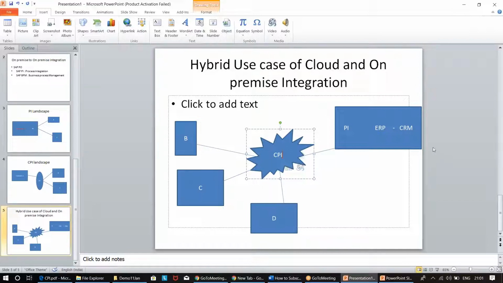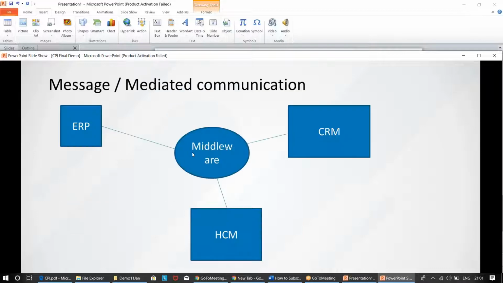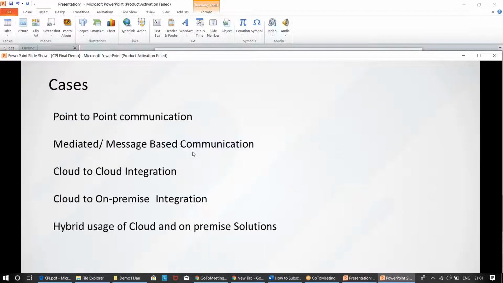There are cases where a CPI also talks to PI and internally they talk to different systems. So there are a lot of combinations we have, but for your understanding you have to know all the use cases which we have discussed today. Okay, because these are very common options we have: point to point, mediated, cloud to cloud integrations, cloud to on premise, and the hybrid use case of cloud and on premise.